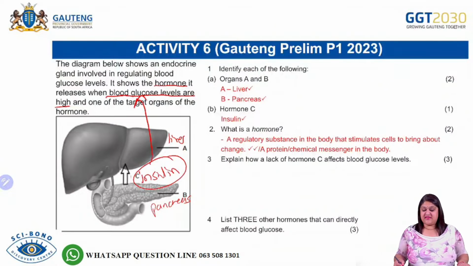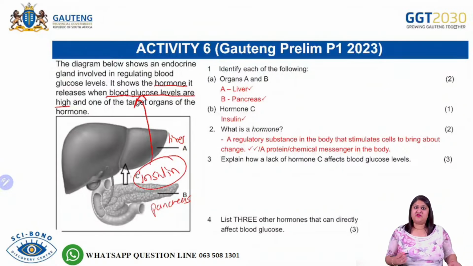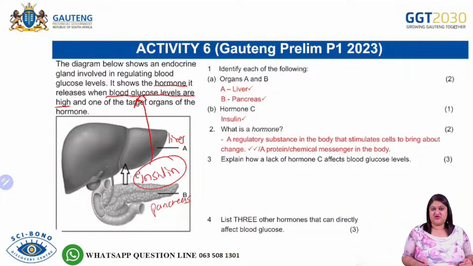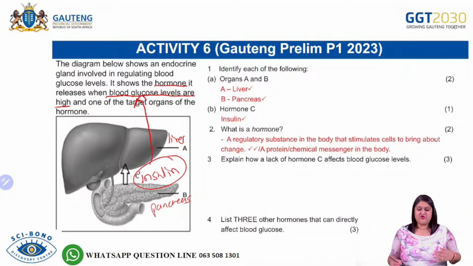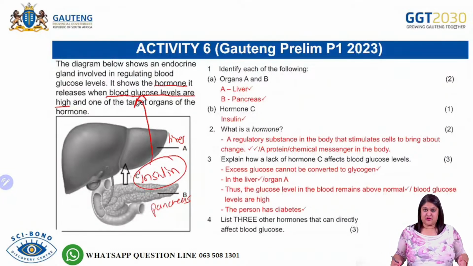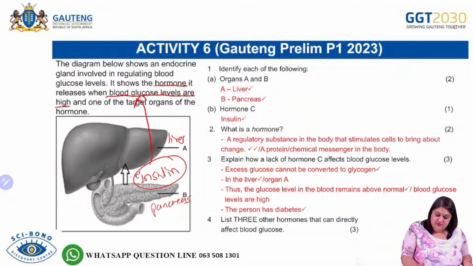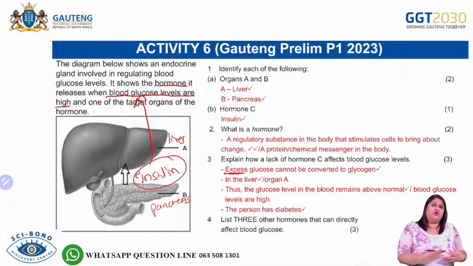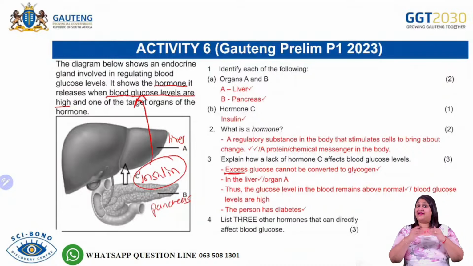Explain how a lack of hormone C affects the blood glucose levels. So they're saying if you do not have enough insulin, what is going to happen to the glucose? Remember I told you that insulin converts the excess glucose into glycogen. So if there's not enough insulin, obviously this is not going to happen. So how do we explain it? Because we need to explain it for 3 marks. We are going to say excess glucose cannot be converted to glycogen. Note that I'm talking about excess, because it's not all the glucose that gets converted into glycogen. It's the excess that gets converted into glycogen. But in this instance, it cannot happen in the liver.